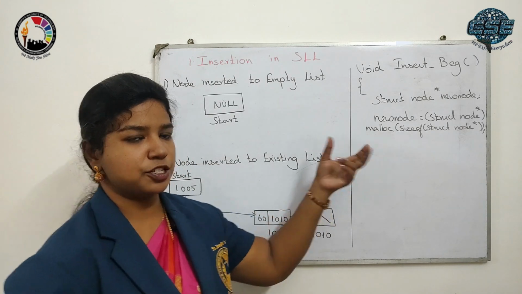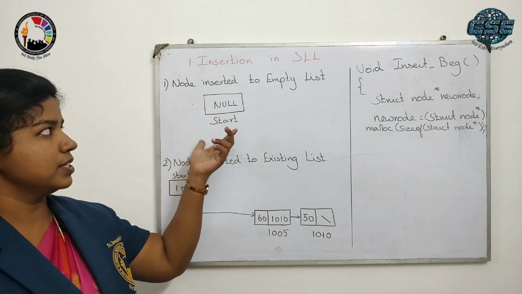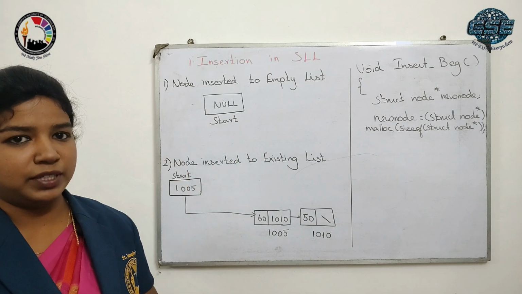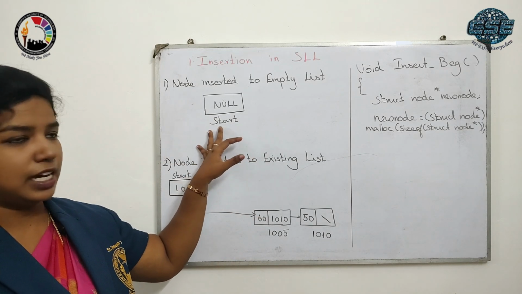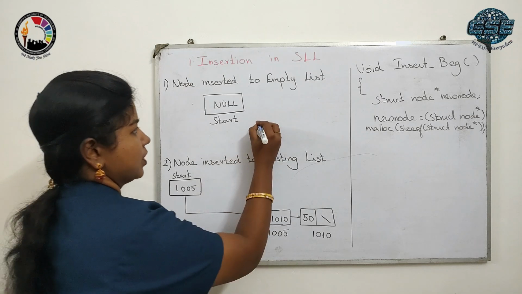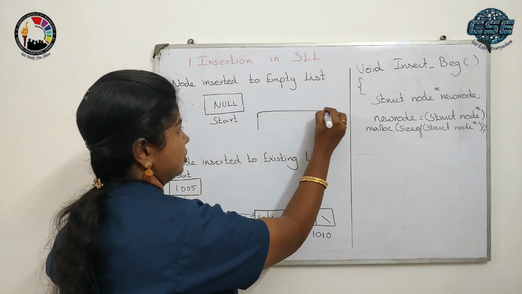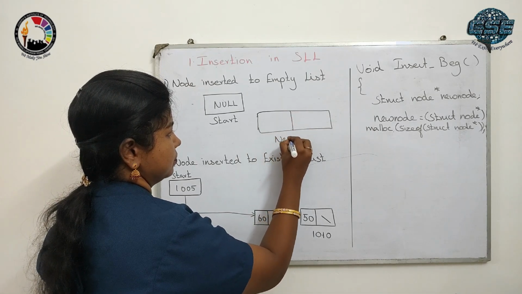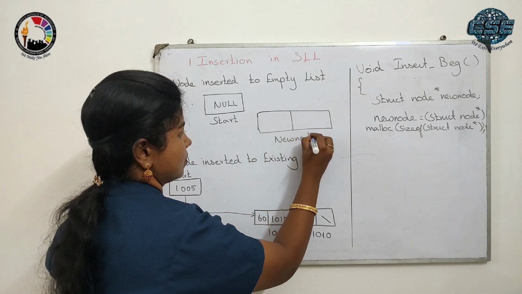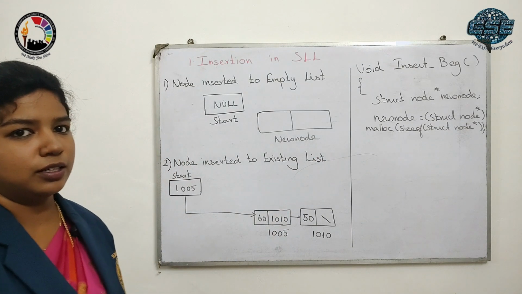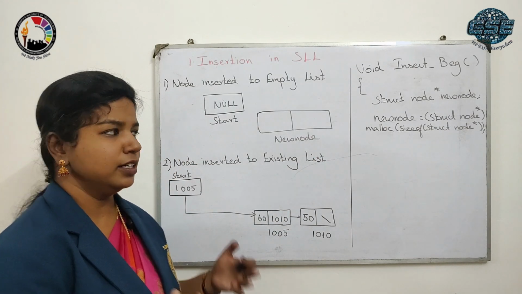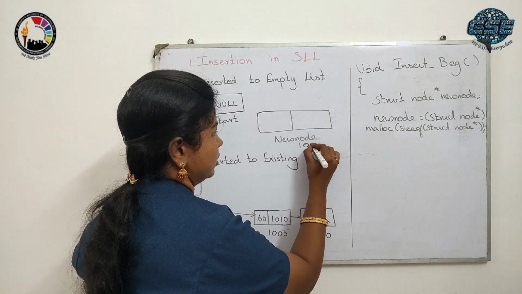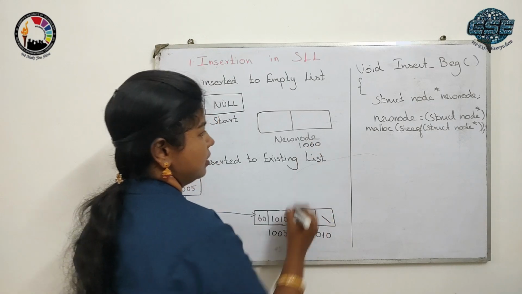So this new node has to be inserted. First case we'll see, we are going to insert this new node into the empty list. So initially your start will have the value null. Here I am creating the new node. This will be created at whichever free available space is there. So there the new node will be created. Let me take the address of this new node to be 1060.